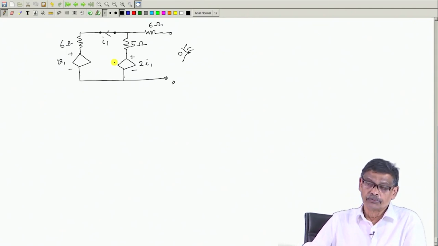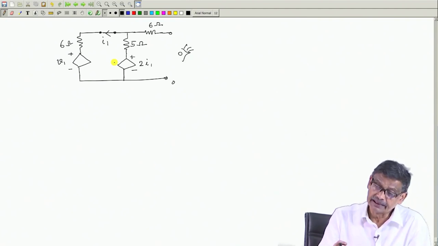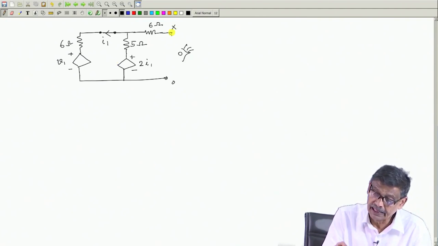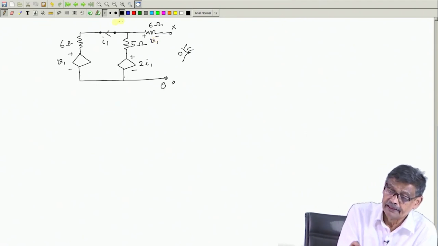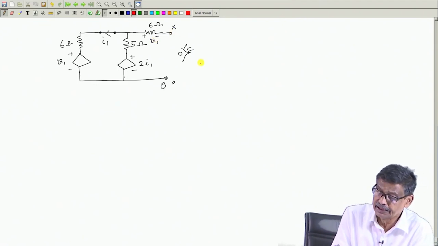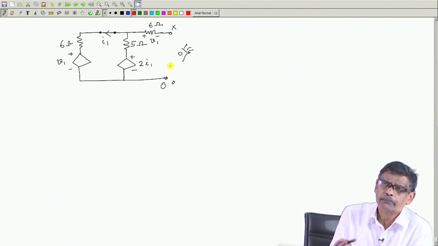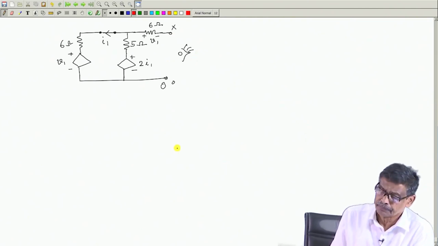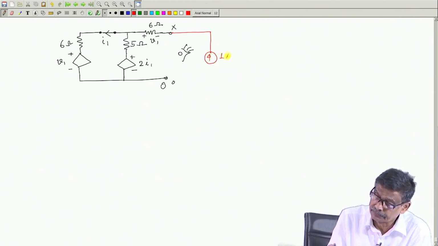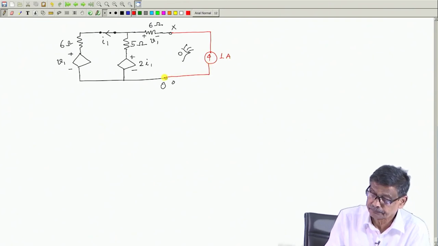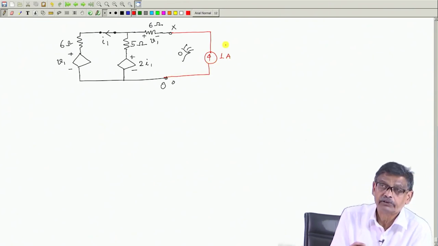So, there are two ways of doing it. One way is you excite these 2 points x and O, and mind you this is V 1, that is what is given. I will excite these 2 points with a known source, maybe a voltage source, maybe a current source. So, I will excite this network with, suppose, a 1 ampere current source like this, to find out Thevenin's equivalent.